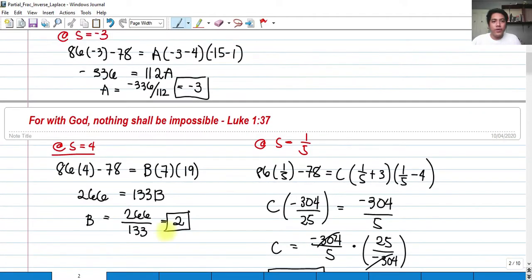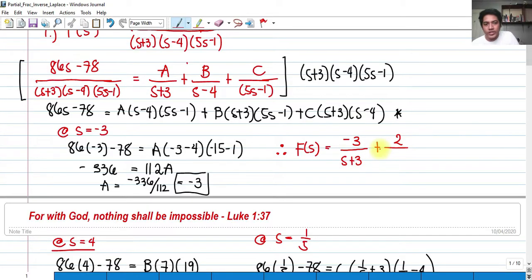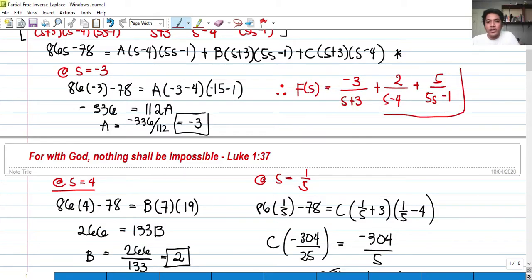Now, if we substitute the values of A, B, and C, this would look like this. Our F of s, the Laplace transform F of s, is now equal to negative 3 over s plus 3, as our value of A is negative 3, plus B, which is 2, over s minus 4, and then for the value of C, plus 5 over 5s minus 1. So here is our partial fraction decomposition. This is not the final answer yet.